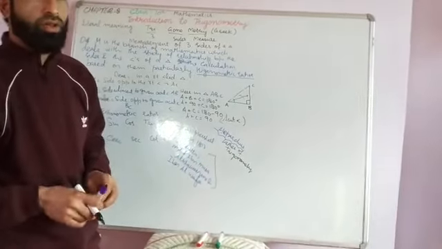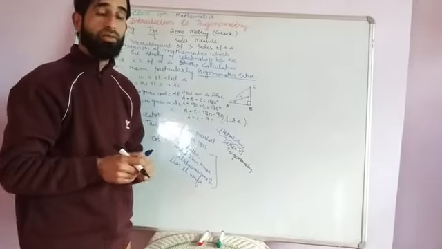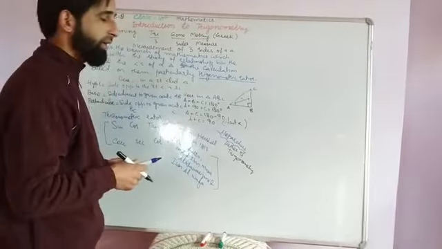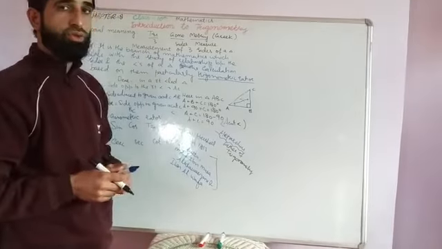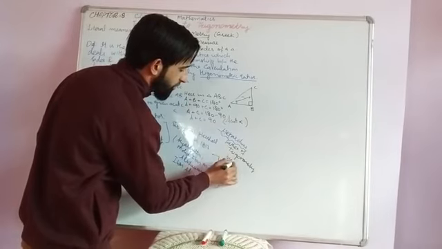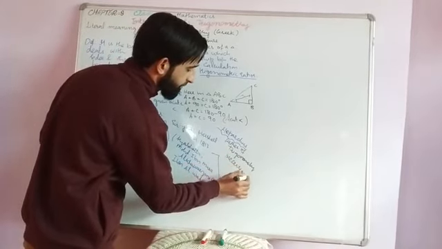Hipparchus is known as the father of trigonometry. Hipparchus was a Greek mathematician, astronomer and geographer, especially known for the incidental discovery of the precession of equinoxes.